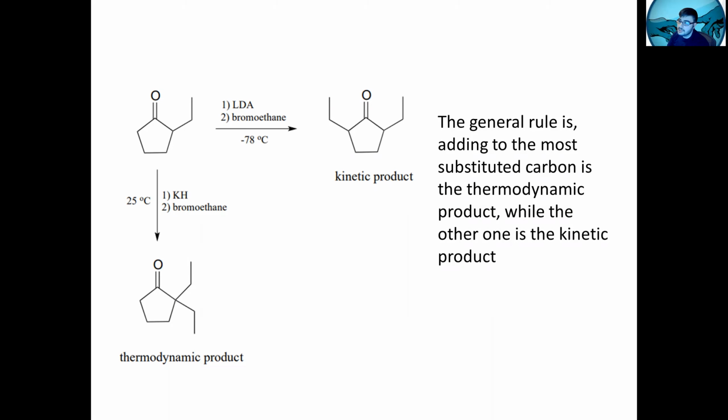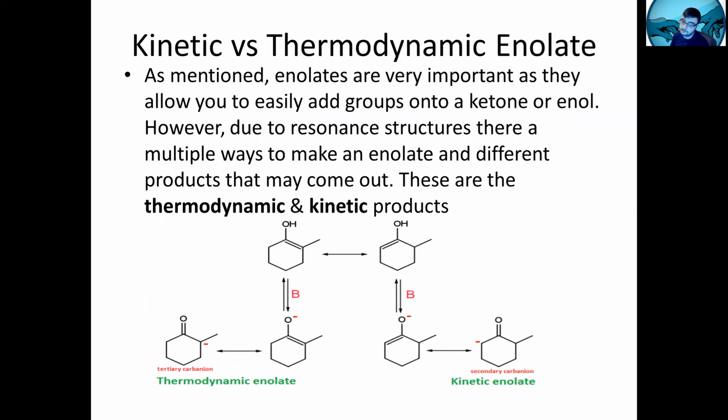The general rule is adding to the most substituted carbon is the thermodynamic product, while the other one is the kinetic product. I'm not going to go fully in depth as to exact differences, what makes something a kinetic product, because that's, I think, very much beyond the scope of the MCAT. But the basic idea is it's very easy to determine which is the thermodynamic product. The way you determine that is this negative charge. This negative charge, when you put it onto here and then substitute it like that, you get this.